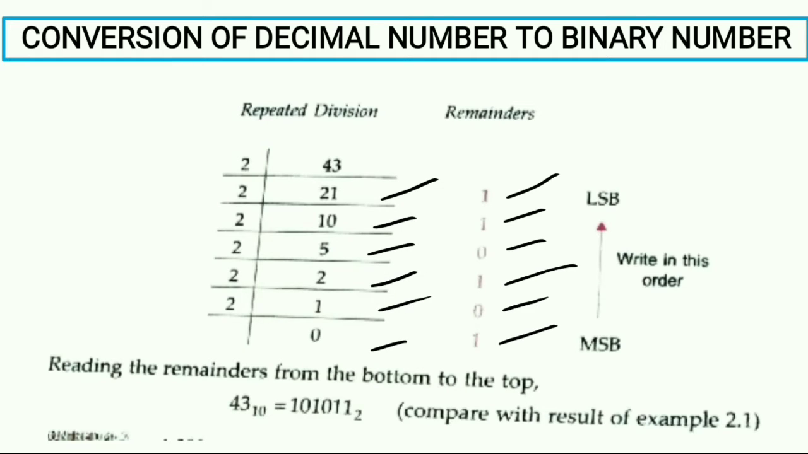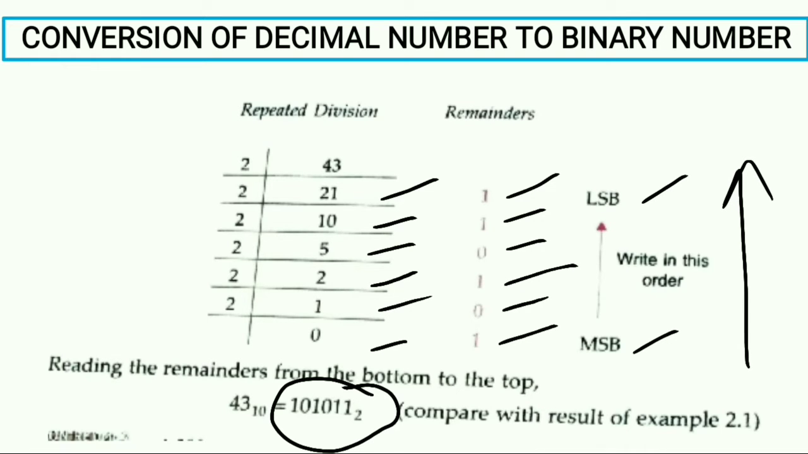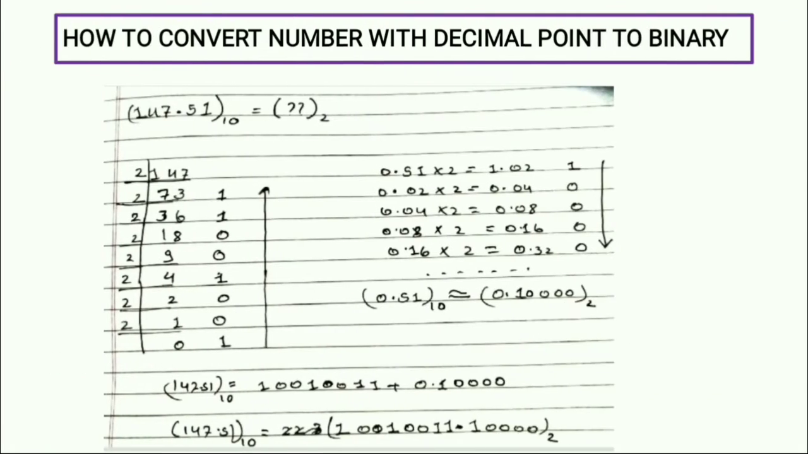Now we have to take the reading from bottom to top, that is from MSB to LSB. MSB is nothing but the most significant bit and LSB is nothing but the least significant bit. Now this is the conversion of 43 to binary.